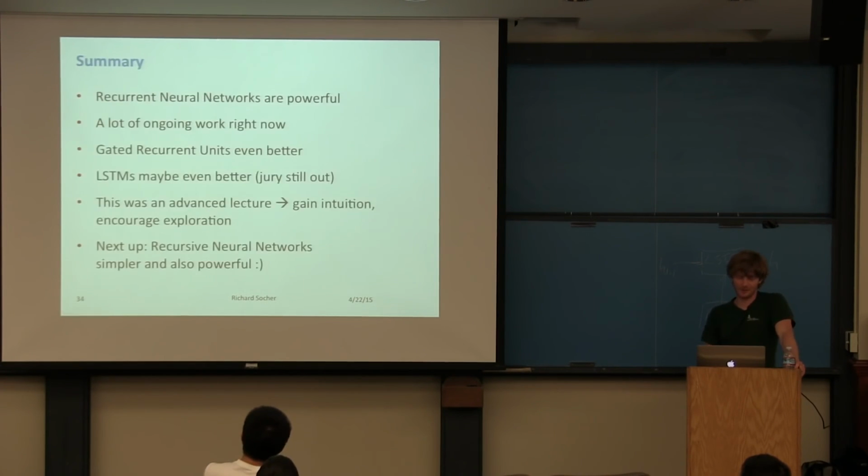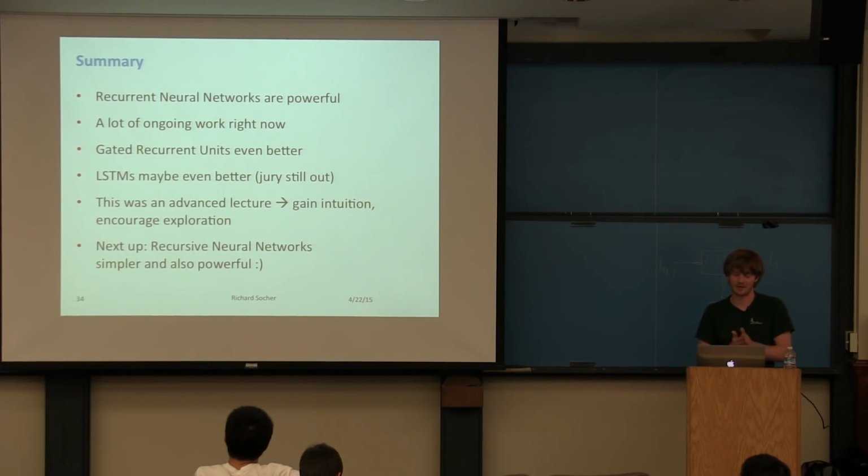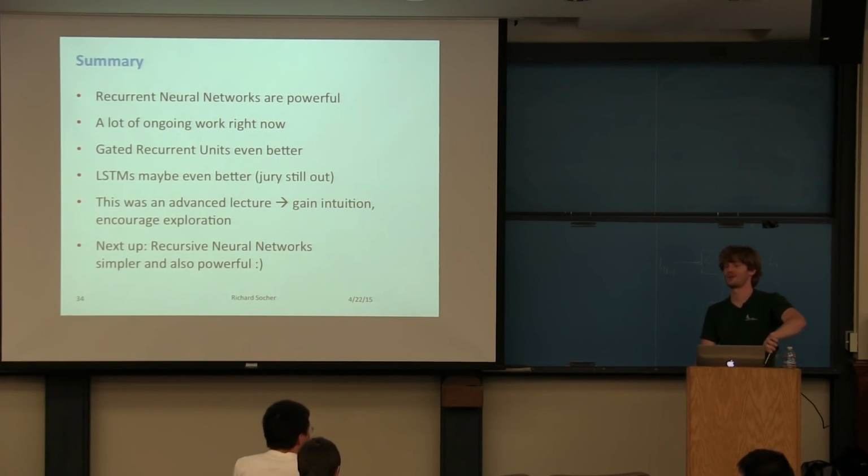And maybe we'll summarize here. So basically, recurrent neural networks are very powerful. There's a lot of ongoing work right now. I think gated recurrent units are clearly better than standard recurrent ones, but LSTMs may even still be better. The jury's still out, actually. There are some papers that compare the two, and sometimes GRUs work better, sometimes LSTMs work better. Again, this was a very advanced lecture, so hopefully you gained some intuitions. I encourage you to explore these a little bit. Don't worry if you don't feel super comfortable deriving all the equations. And the next lecture will actually talk about recursive neural networks that are also powerful but much simpler.